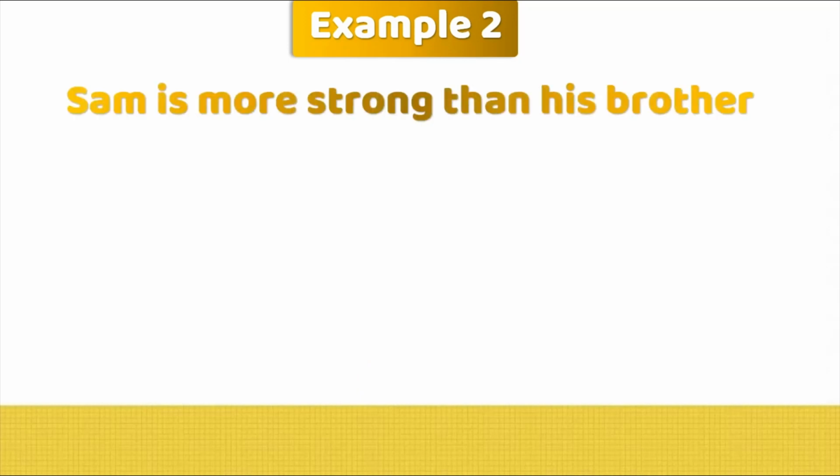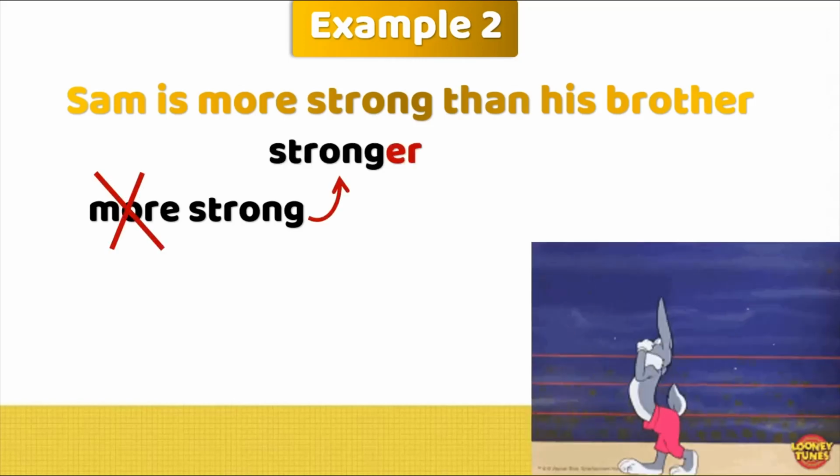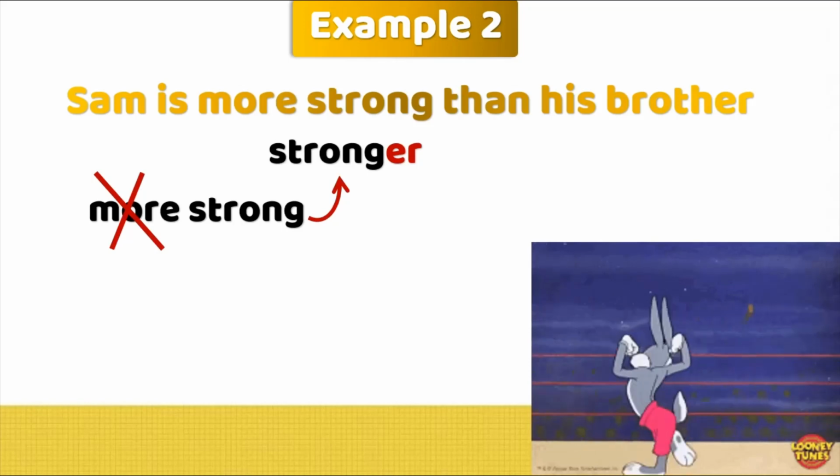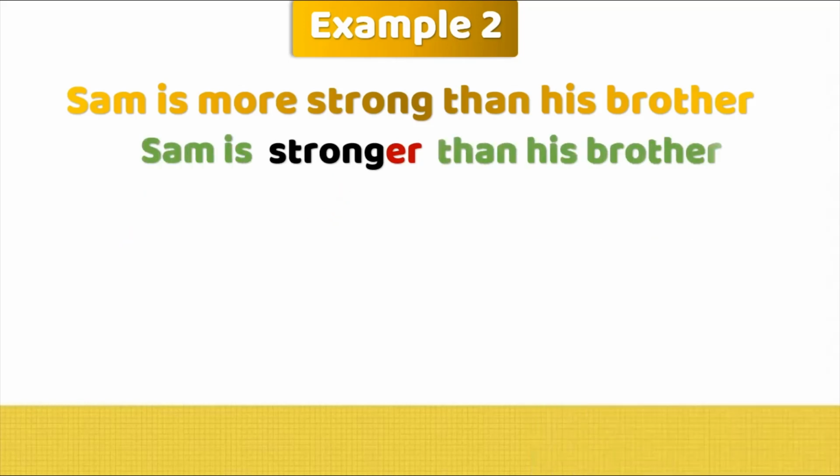Now let's take another example. Sam is more strong than his brother. Can you identify the mistake? Yes, more strong. You see, strong is a short adjective. So we remove the word more and just write stronger. Yeah, just like Bugs Bunny here. Sam is stronger than his brother.